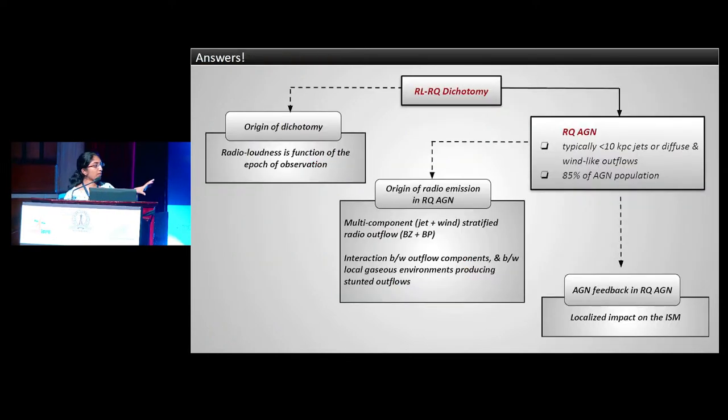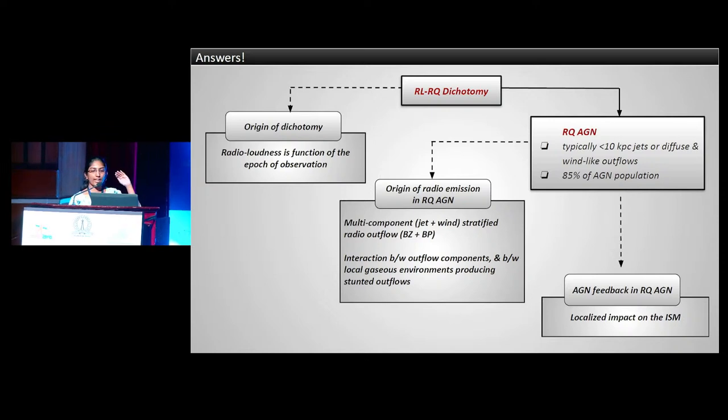So this is my summary slide where I have the answers for all the questions. Origin of radio dichotomy, as I mentioned, radio loudness is a function of the epoch of observation. Radio emission in radio quiet AGN is coming from a multi-component stratified radio outflow. And when you have this multi-component outflow, there will be interaction between these outflow components as well as with the local gas environments, and this is giving rise to the stunted nature of the radio outflows. And finally, AGN feedback in radio quiet AGN, in terms of localized impacts, is what we see. We do not see global signatures.